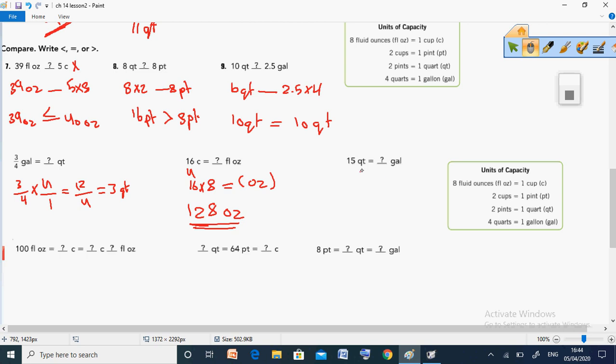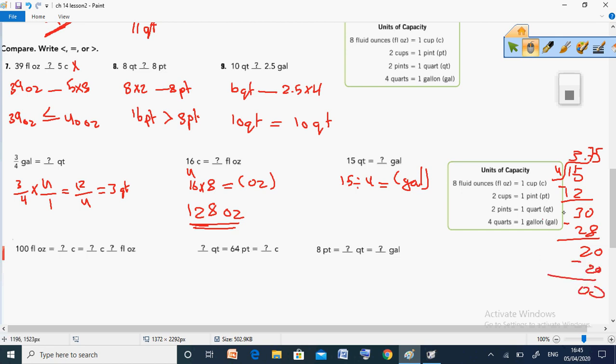And here again from quarts to gallon, look, I will divide 15 divided by 4 to get the answer in gallon. So I will say 15 divided by 4, 3, 12, 3, put point, 30 divided by 4 is 7, 28, when you subtract you will get 2 again, 20 divided by 4 is 5, and when I subtract no remainder, so the answer is 3.75 gallons.